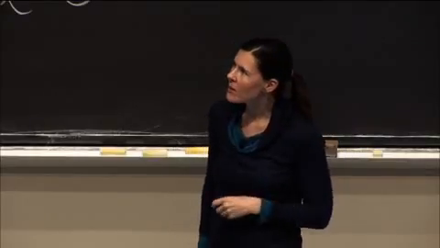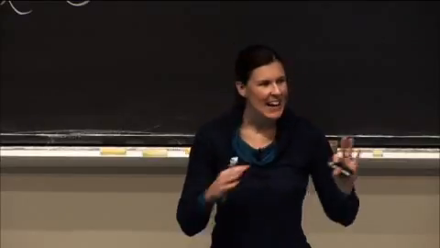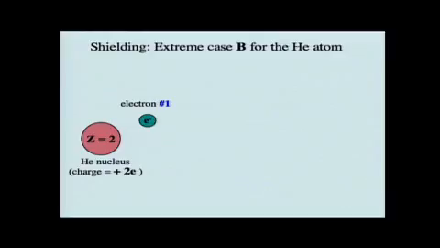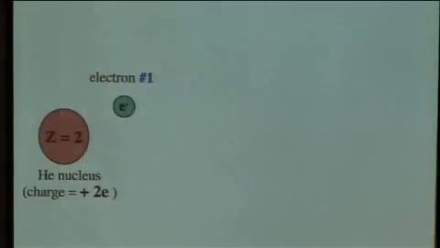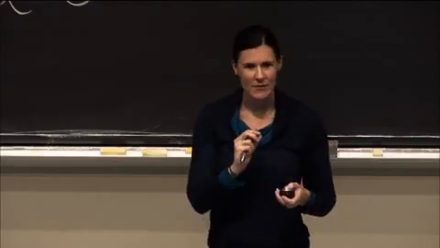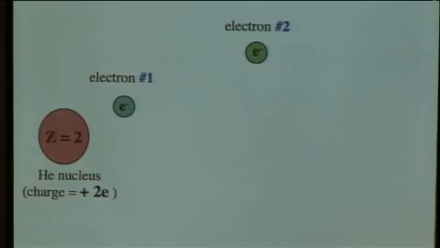All right, let's consider now the second extreme case, or extreme case B, for a helium atom. Again, we have the charge of the nucleus at +2, but let's say this time the first electron is going to be very, very close to the nucleus. And let's say our second electron is now really far away, such that it's not going to shield any of the nuclear charge at all from that first electron. So the Z effective, the effective charge that the first electron feels, is now going to be +2.